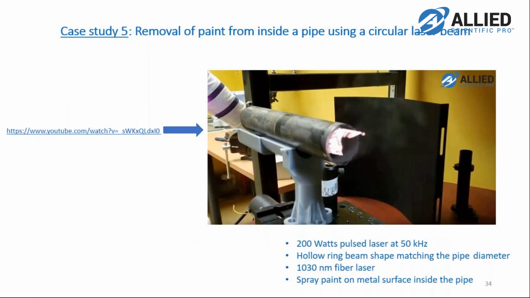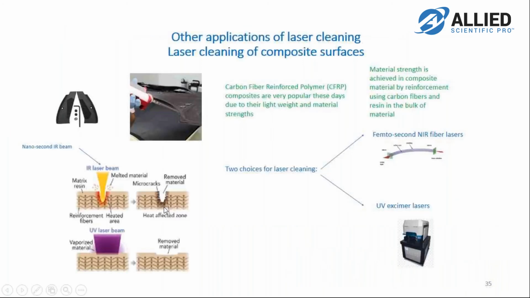And one video of cleaning inside a pipe. As I said, you could adjust the size of the beam and the shape of the beam. So here we made a circular beam that could go inside the pipe and clean paint inside the pipe. Some customers were even interested in mounting the laser cleaner on a mechanical crawler and going inside the pipe. So this very nicely could remove the paint from inside a pipe by making a circular beam.